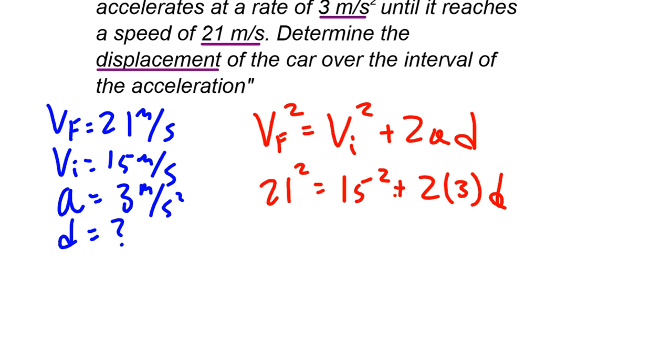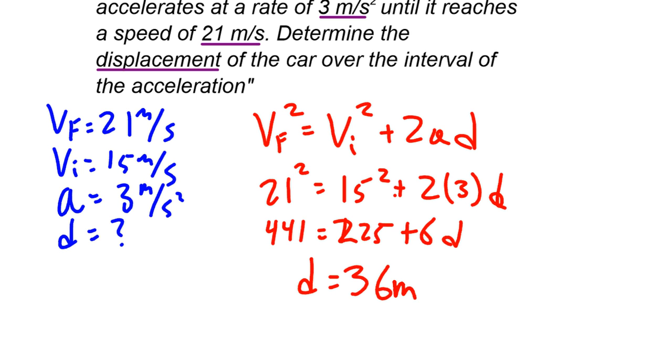21 squared comes out to be 441. 15 squared comes out to be 225 plus 6 times d. We subtract over the 225 and divide by 6, and we get an answer: the displacement during that time interval is 36 meters. And so there is the solution to the kinematics problem done one way. What we're now going to do is resolve that same problem twice more, 2 different ways entirely, and come up with the same answer.